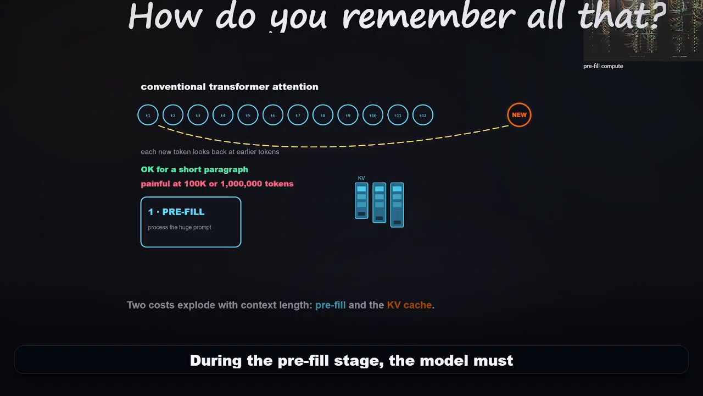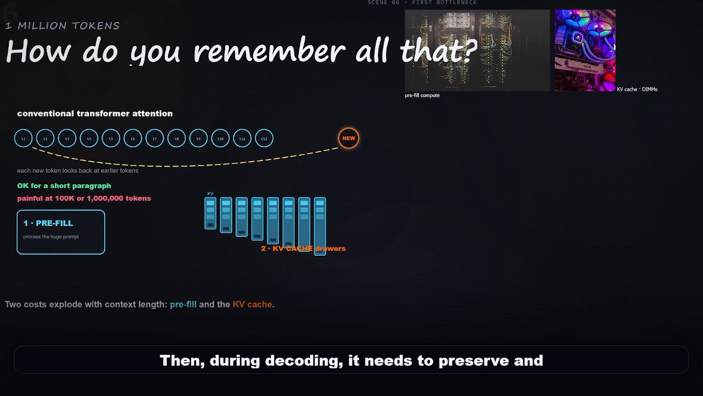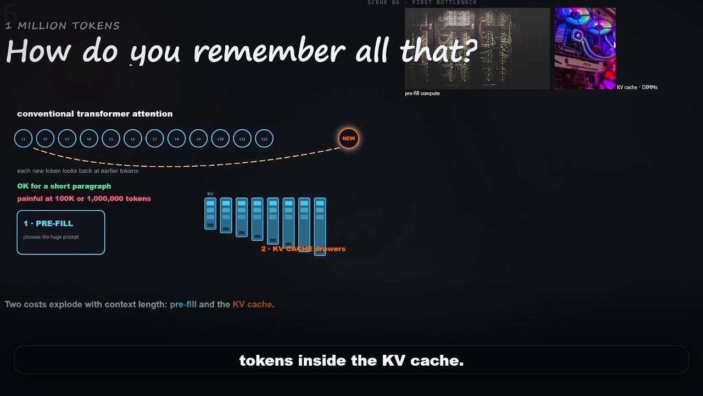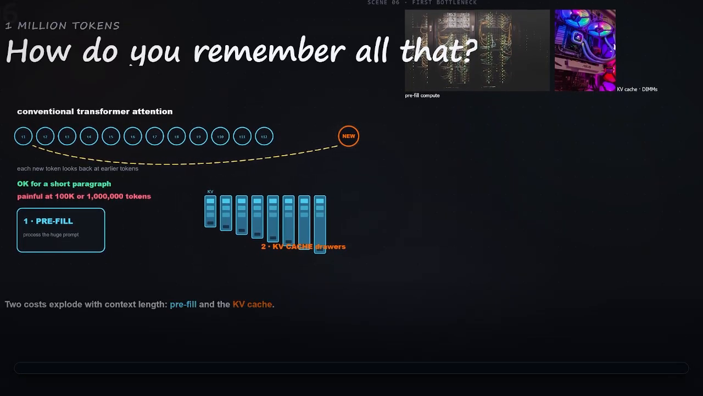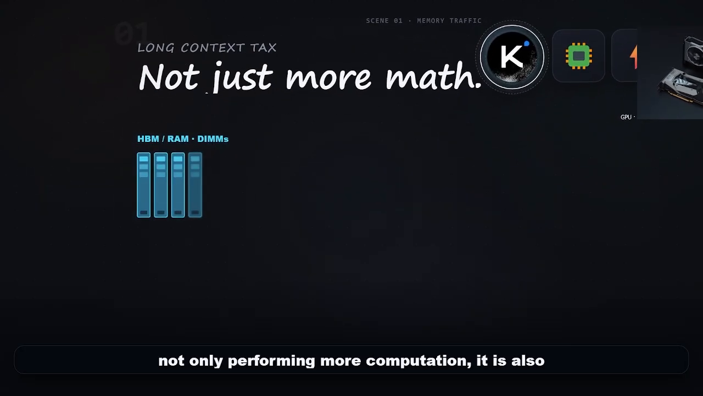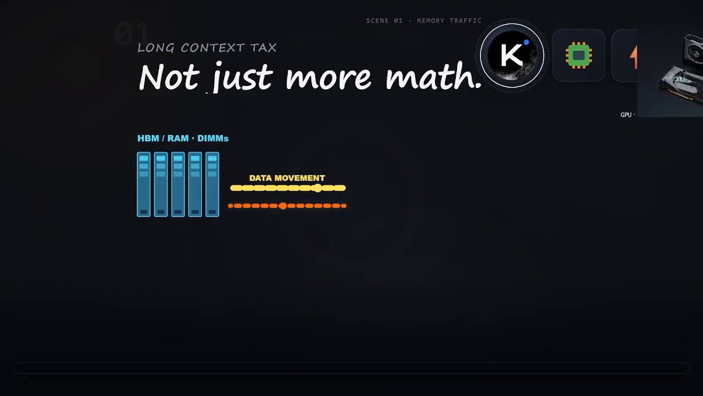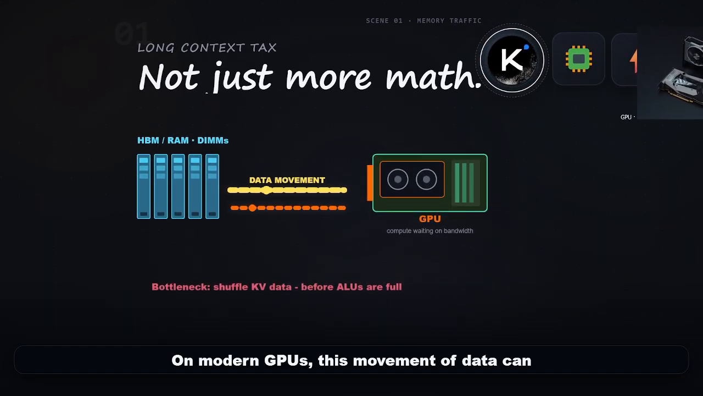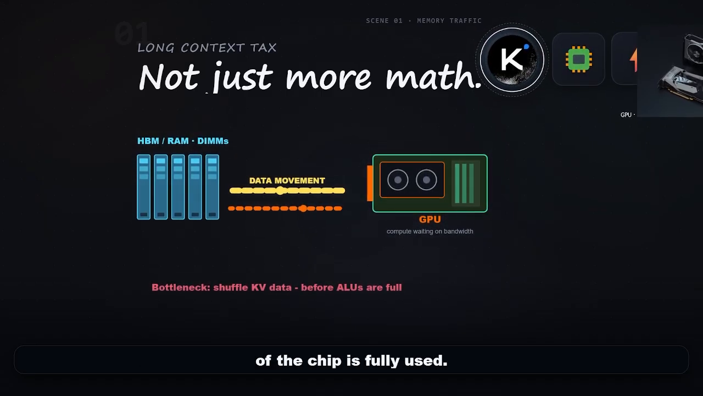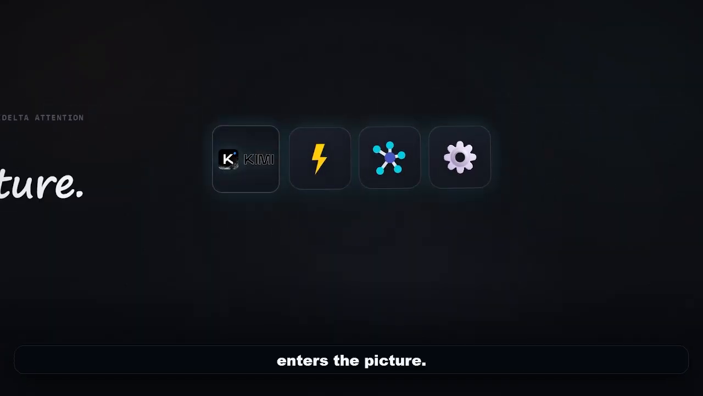During the pre-fill stage, the model must process a huge amount of information. Then, during decoding, it needs to preserve and repeatedly access the keys and values from previous tokens inside the KV cache. As the context becomes longer, the model is not only performing more computation, it is also moving much more data between memory and the compute units. On modern GPUs, this movement of data can become a bottleneck before the raw arithmetic capacity of the chip is fully used. This is where Kimi Delta Attention, or KDA, enters the picture.